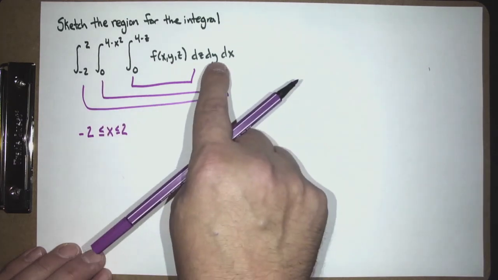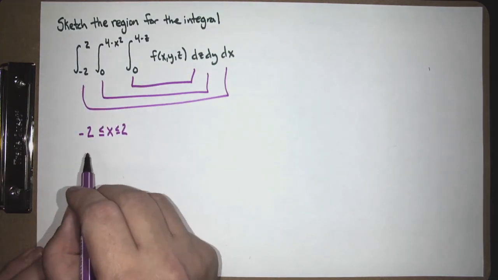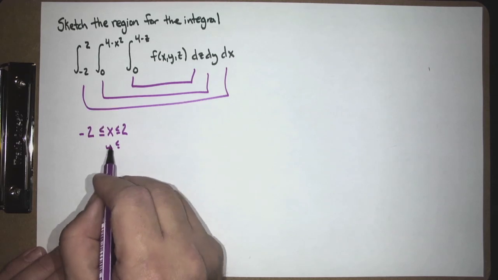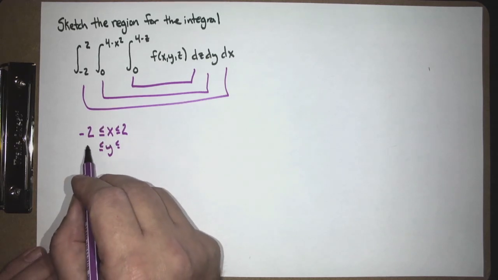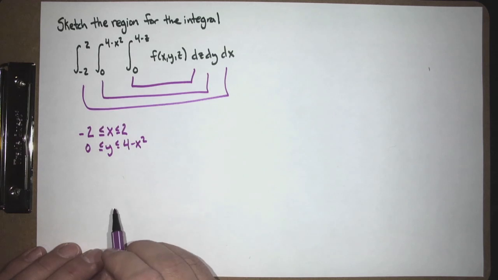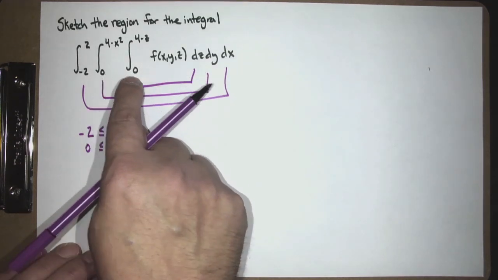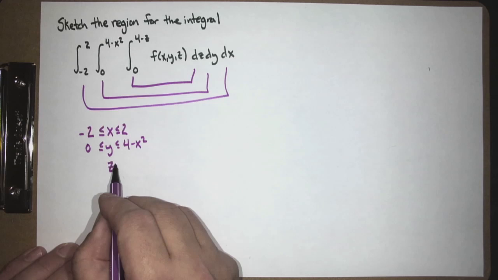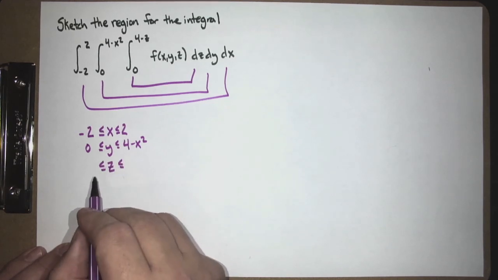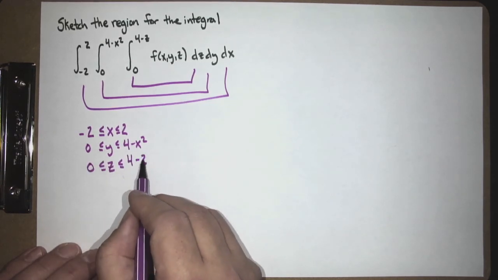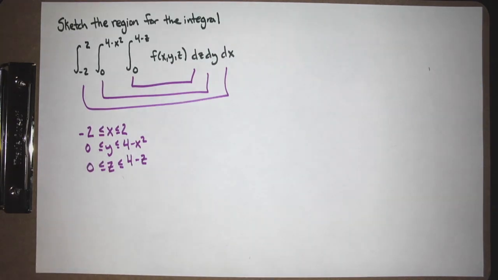What's the middle layer telling us? It's telling us about y. Where does y go between? 0 and 4 minus x squared. What's the inner layer telling us? It's telling us about z, and z goes from 0 to 4 minus z.